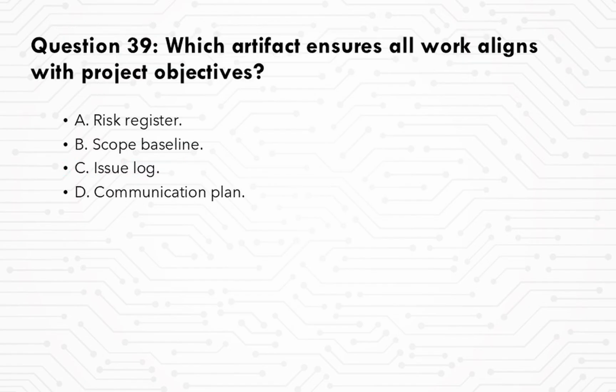Question 39. Which artifact ensures all work aligns with project objectives? A. Risk register. B. Scope baseline. C. Issue log. D. Communication plan. Answer: B. Scope baseline includes scope, WBS, and WBS dictionary.